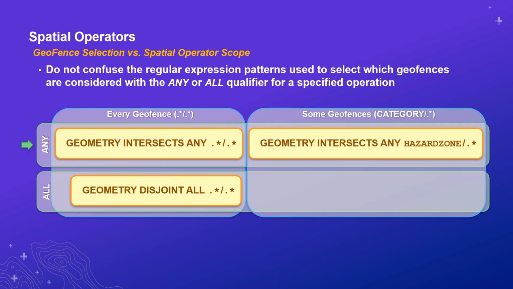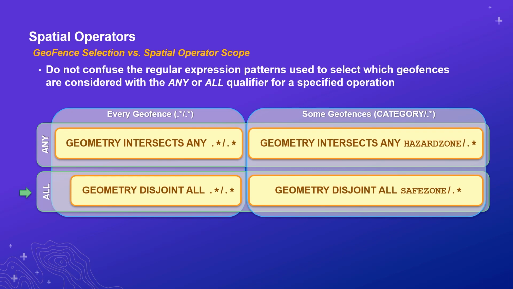Looking at a specific example, say we wanted a filter to allow only event records to pass if the event record's geometry intersects any geofence in a category named hazard zone. Such a filter might be used if we wanted to alert when a trackable asset entered into a hazardous area. Another solution might want a monitoring processor, like an incident detector, to open an incident and begin tracking the duration during which a trackable asset is outside or disjoint all established safety zones.